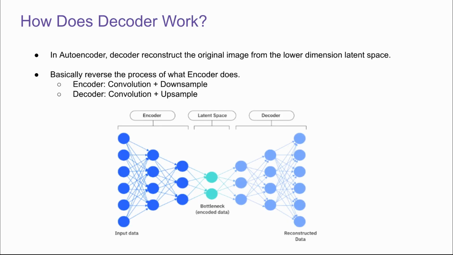So now we have gone through the encoder part. How does the decoder work then? In an AutoEncoder, the decoder's purpose is to reconstruct the original image from the lower dimension latent space. Based on the graph, it's almost symmetric. So a good guess is we just reverse the process of what the encoder does, and it's pretty much correct. The encoder does convolution and downsample, the decoder does convolution and upsample.